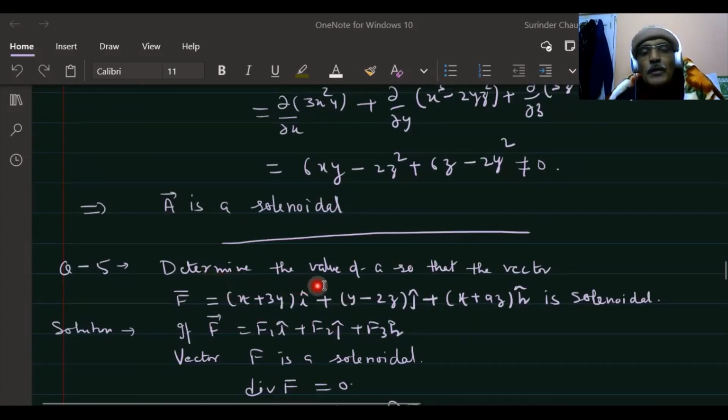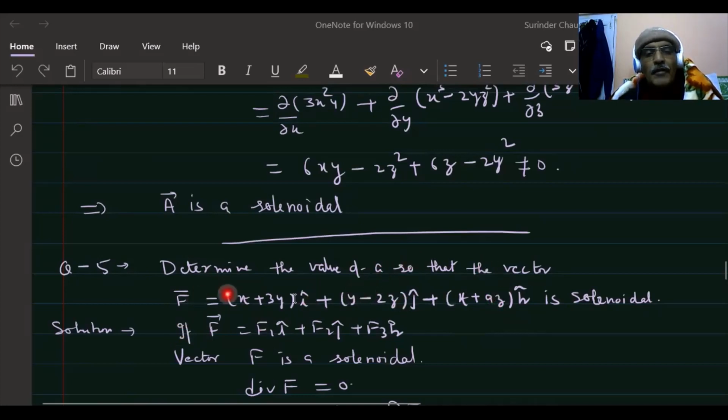Let's solve the next problem. Determine the value of a so that the vector F = (x + 3y) i + (y − 2z) j + (x + 2x + az) k is solenoidal. We are given that the vector is solenoidal, so the divergence of this vector is equal to 0. From that equation, we will get the value of a.